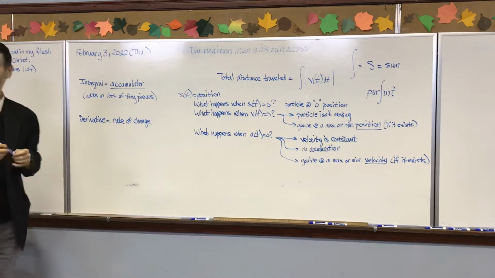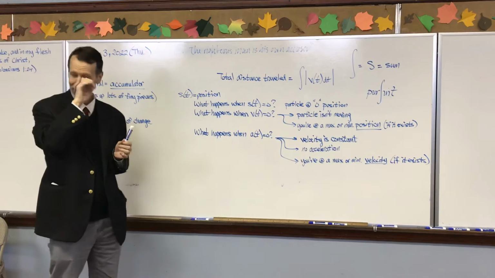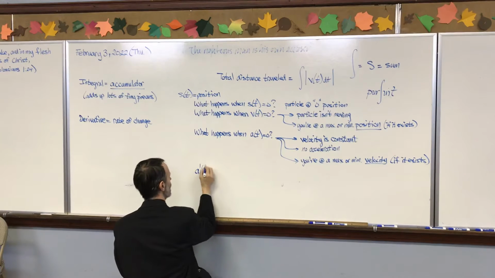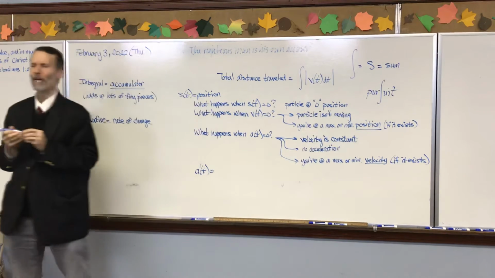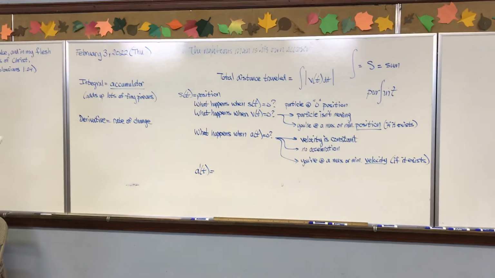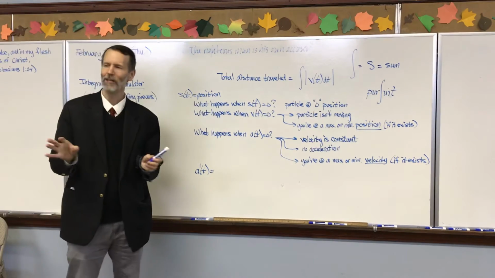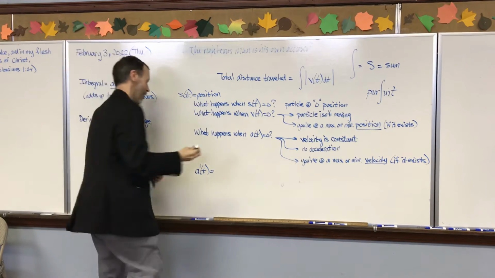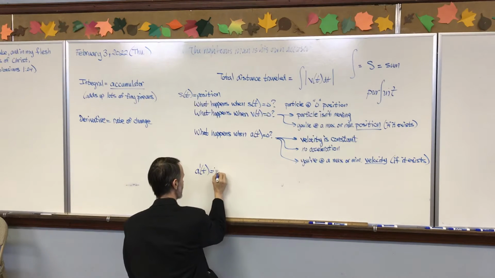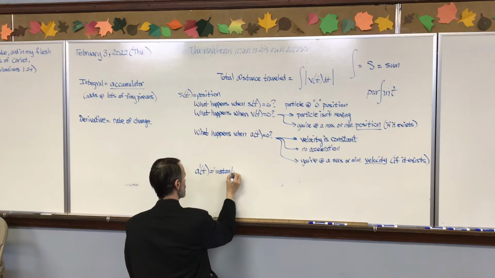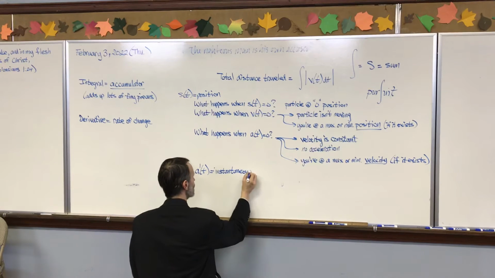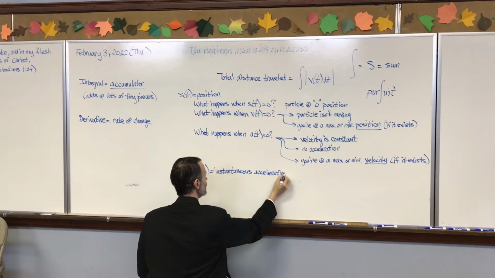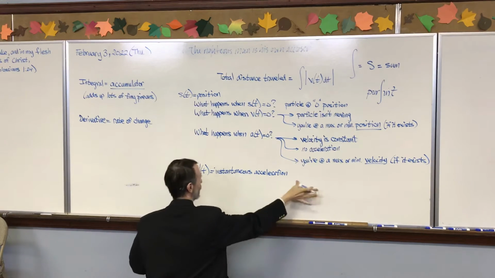I will add one last thing. We don't talk about it incredibly much. A prime of t. What happens when I take the derivative of acceleration? What do you get? Again, this is not going to be a regular question on the test. It might be an extra credit question, but it's called instantaneous acceleration. This is a measure of how fast the acceleration is changing.